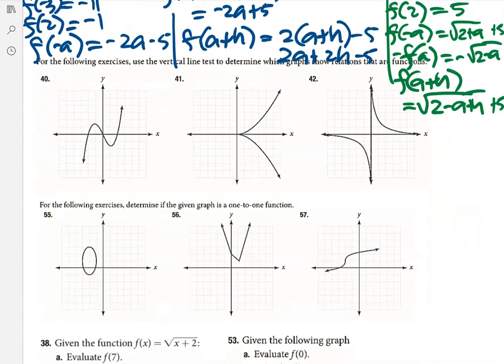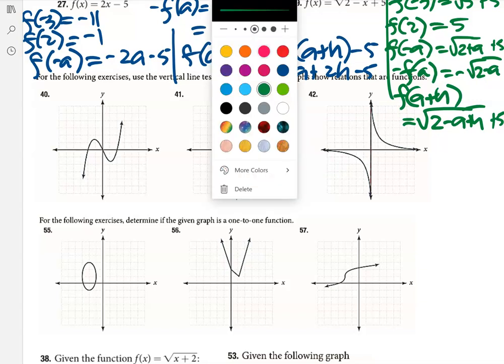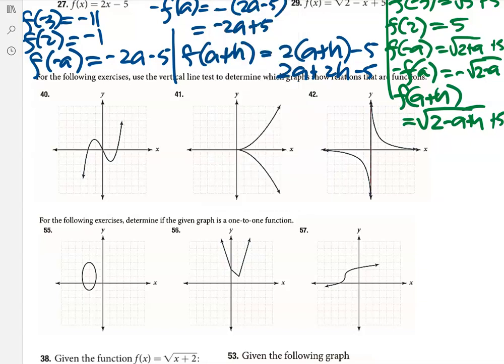Next, for the following exercises, use the vertical line test to determine which graphs show relations that are functions. So remember this. So letter number 40, you can draw a vertical line. You can use a vertical line test. So yes, this is a function using VLT.